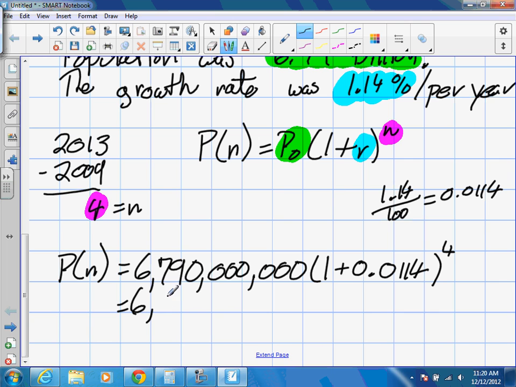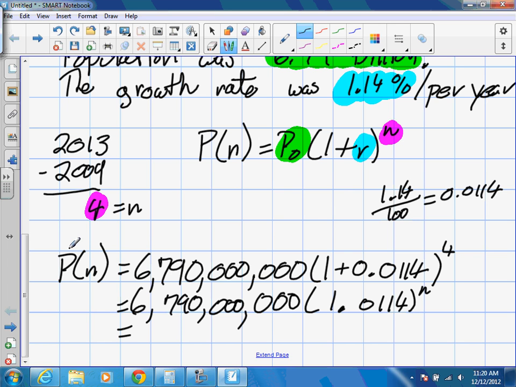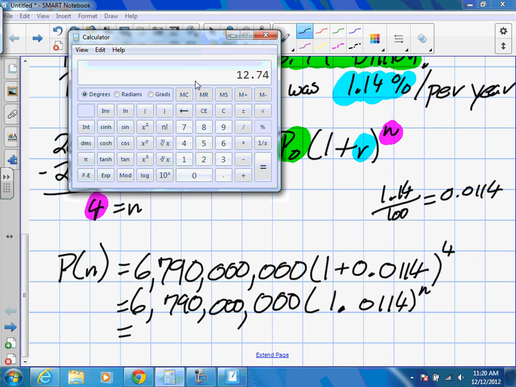Divided by 100 to get your decimal form. Okay? So 6.79 billion is this number here. 1 plus that is very simple. We don't need a calculator. It is just 1.0114, all to the power of 4. And that's going to give us our estimated population as of 2013. Some of you said you have a rough idea of the population right now, so we'll see if this is actually accurate.